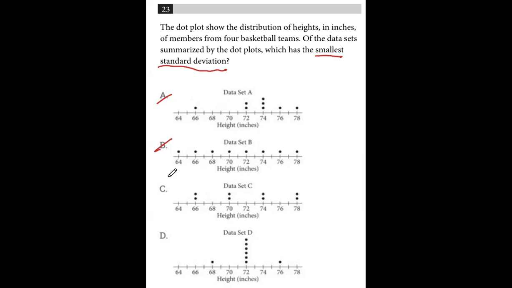Dataset C has a similar problem, and then in dataset D, most of the points are around the mean, and there are just 2 points that are further away. So the correct answer is D, as it has the smallest standard deviation, because a majority of the points are either at the mean or close by.